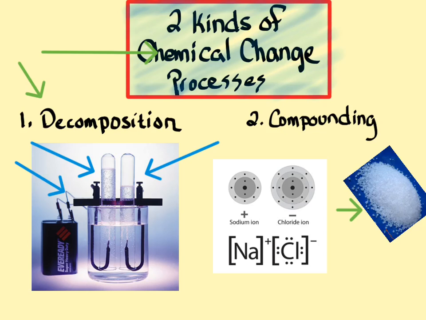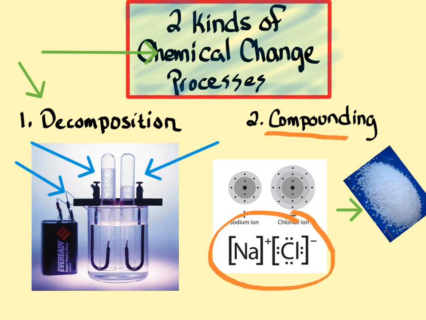The second kind of chemical change is called compounding. It's the opposite of decomposition. Compounding is taking two things and turning it into one. And you should recognize with compounding that word compound. A compound, remember, is the result of two or more atoms or molecules combining to give you something altogether new with different properties, etc.